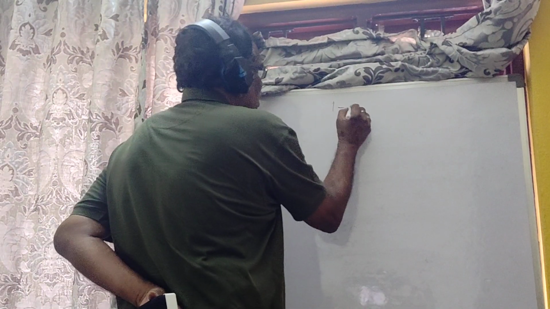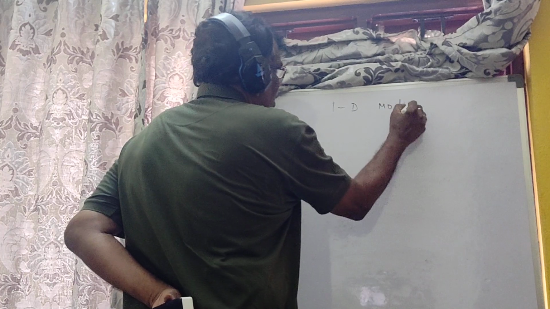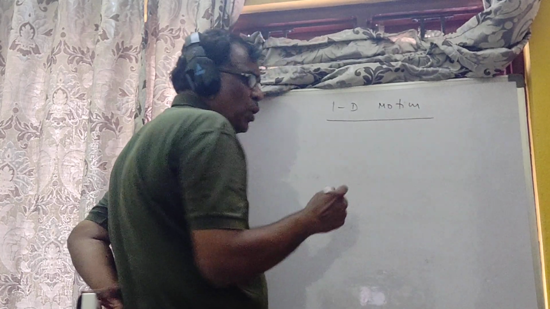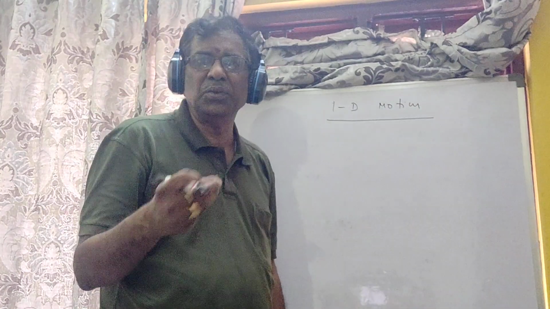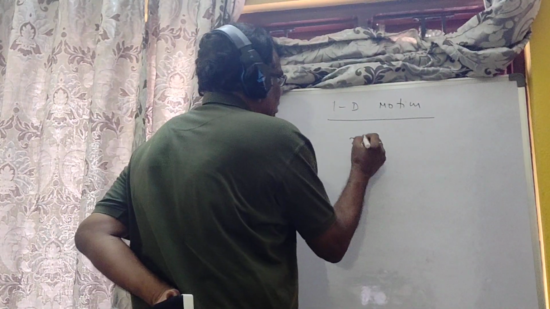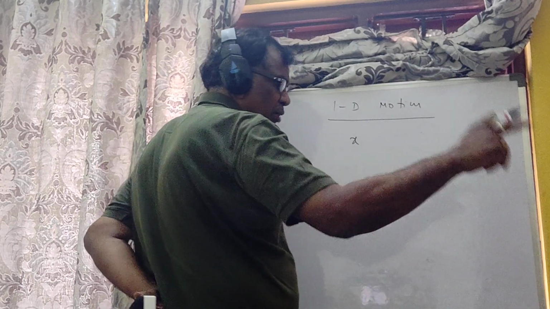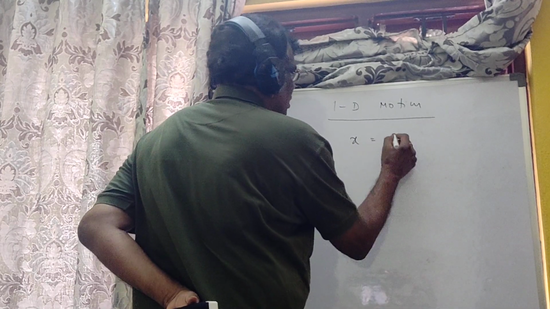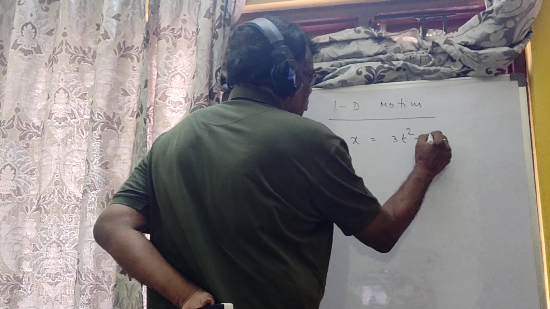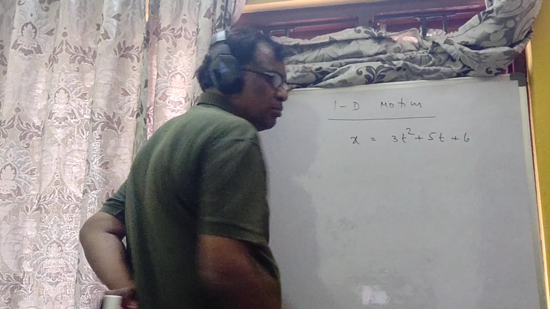So in this case of 1D motion, we do talk about various aspects, not one or two. In 1D motion, there are plenty of cases that we are going to look at. Now, in 1D motion, I can give any case which pertains to analytical expressions. Say, for example, x is in one particular direction. x is given as, say, 3t square plus 5t plus 6. Supposing it is given like this.